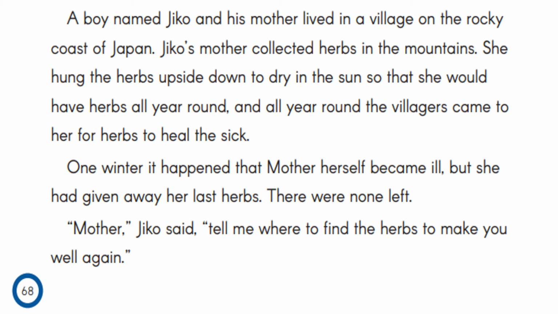A boy named Jico and his mother lived in a village on the rocky coast of Japan. Jico's mother collected herbs in the mountains. She hung the herbs upside down to dry in the sun so that she would have herbs all year round. And all year round the villagers came to her for herbs to heal the sick. One winter it happened that Mother herself became ill, but she had given away her last herbs. There were none left. "Mother," Jico said, "tell me where to find the herbs to make you well again."